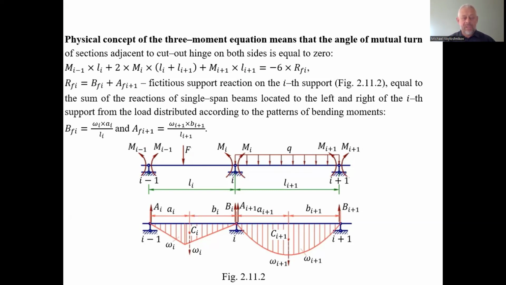The physical concept of the three-moment equation is that we substitute the assigned continuous beam by a set of statically determinate beams. To do that, we put simple hinges at the connections of spans of the continuous beam at each of the supporting links. So we have a continuous beam, and we put the hinge here. The hinge between two spans of the supporting links is span number i.